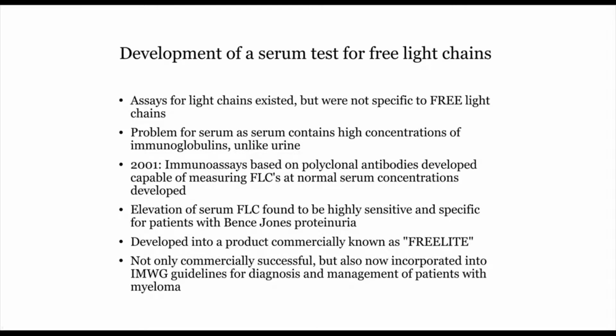It was actually not until the 21st century that a usable test for quantitating free light chains in serum came about. Although other assays for light chains did exist, they were not specific to free light chains. This created a problem as serum contains high concentrations of immunoglobulins, unlike urine, which is relatively free of immunoglobulins due to glomerular filtration. In 2001, immunoassays based on polyclonal antibodies were developed that were capable of measuring free light chains at concentrations present in serum.